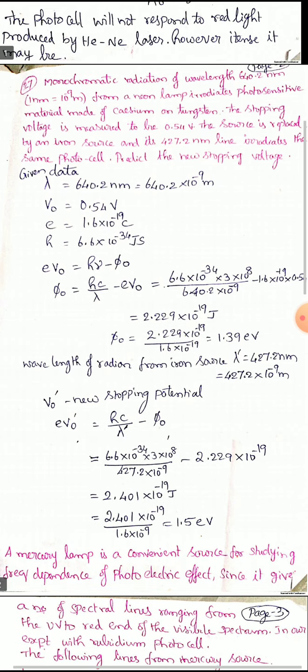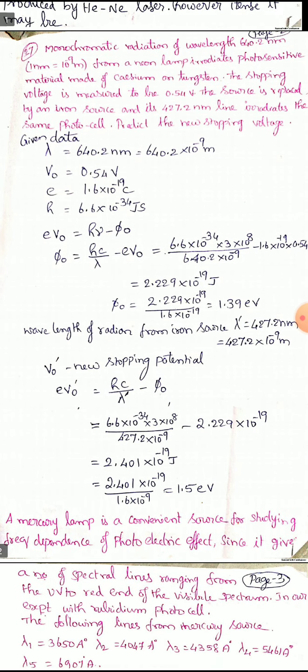Monochromatic radiation of wavelength 640.2 nanometer, where 1 nanometer is equal to 10 to the power of minus 9 meter, from a neon lamp irradiates a photosensitive material made of cesium or tungsten. The stopping voltage is measured to be 0.54 volts. The source is replaced by an ion source and its radiation wavelength will be 472 nanometer. The line irradiates the same photocell. Predict the new stopping potential.